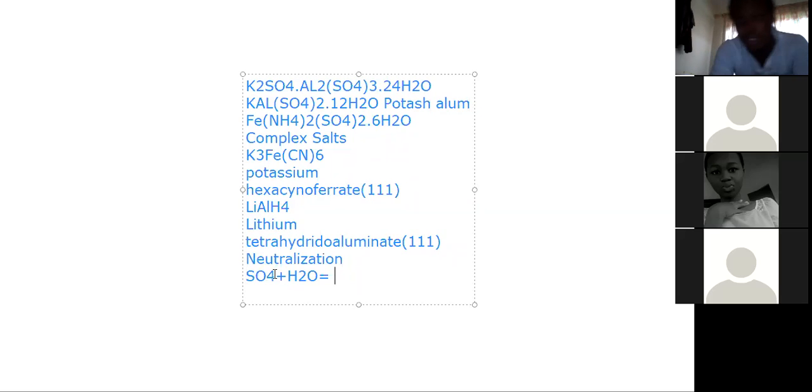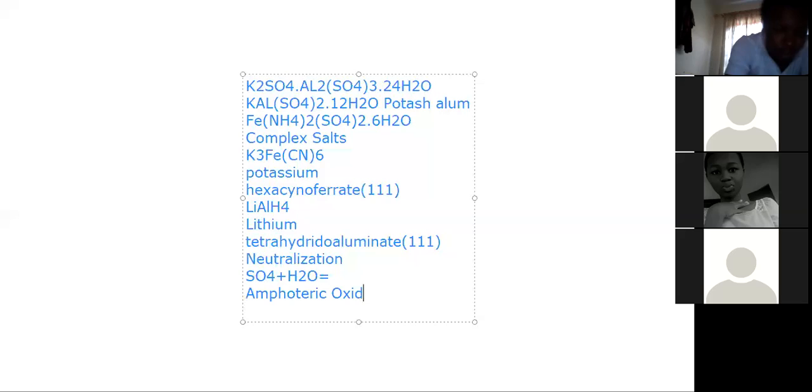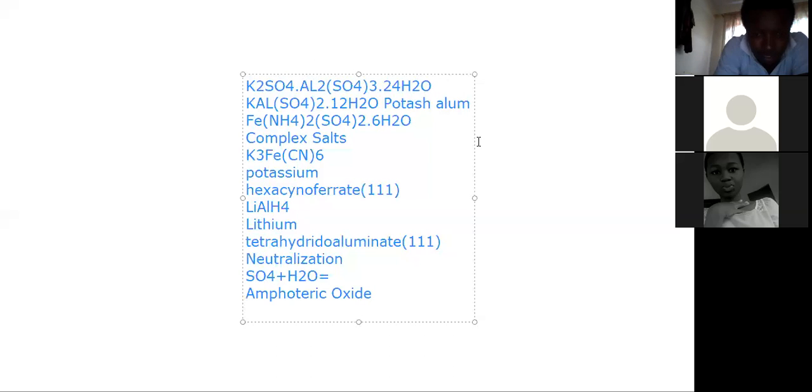Now let's talk about amphoteric oxide. Amphoteric. Ampho. It's a nice name. You can even name your child after it. Or you don't believe? Oh, my Voltarians, they can do it.